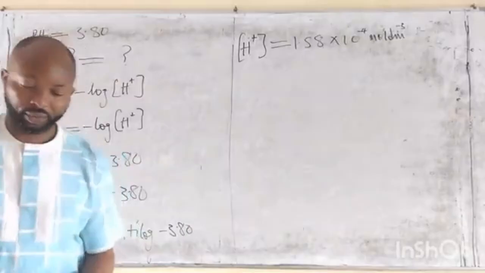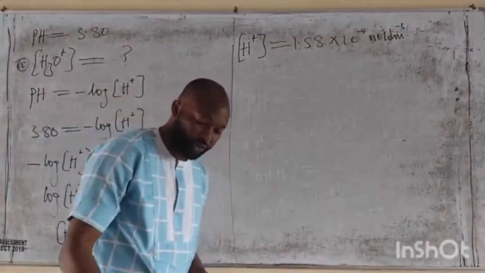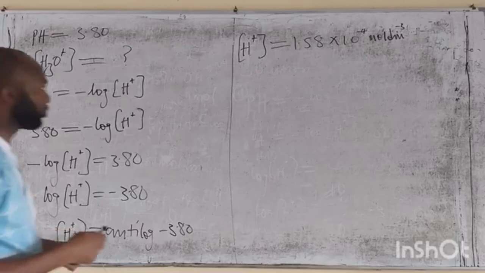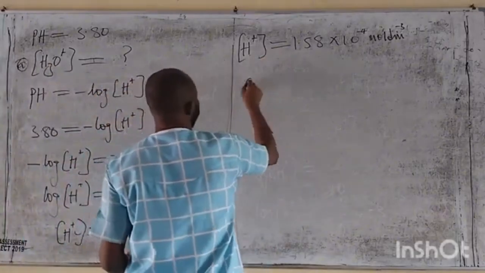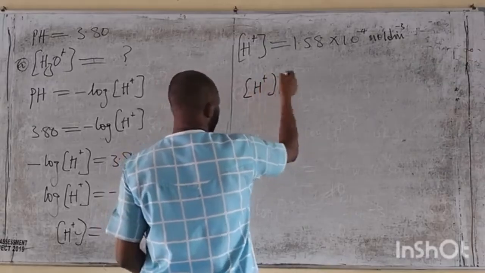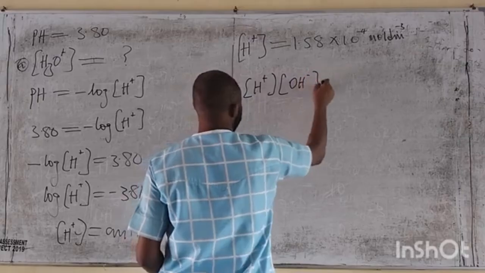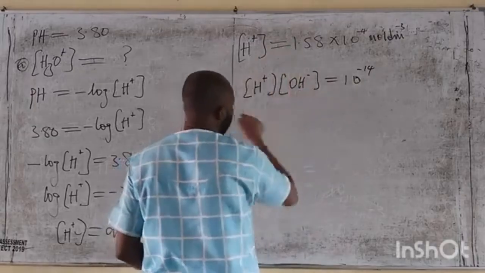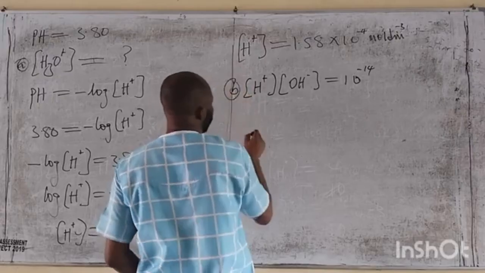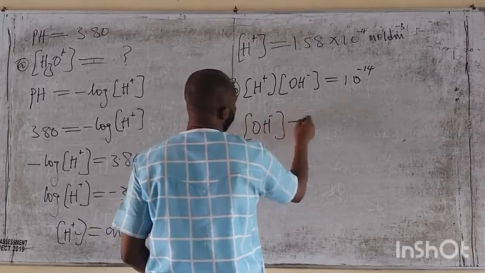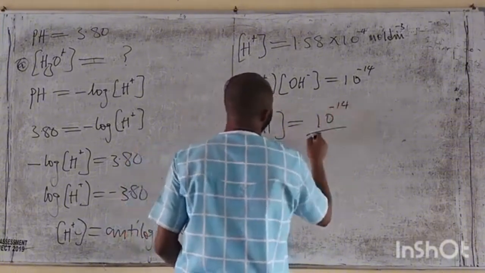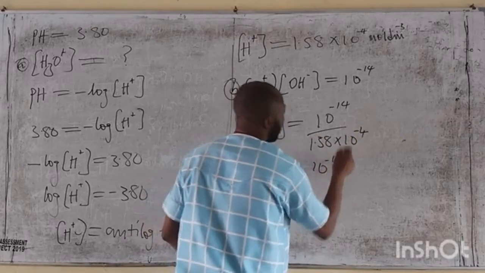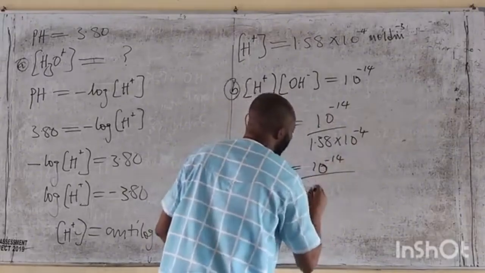Let's move on. The next question says, B, what is the hydroxide ion concentration in the same juice? So if this is the hydrogen ion concentration in the juice, what is that of the hydroxide ion? Remember that the product of the concentration of hydrogen ion and hydroxide ion is equal to 10 raised to the minus 14. If that is hydrogen, I'm looking for hydroxide now. So our OH minus, which we are looking for, is equal to 10 raised to the minus 14 over 1.58 times 10 raised to the minus 4.